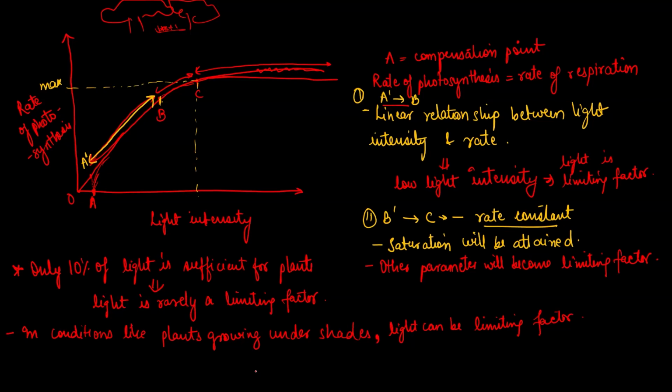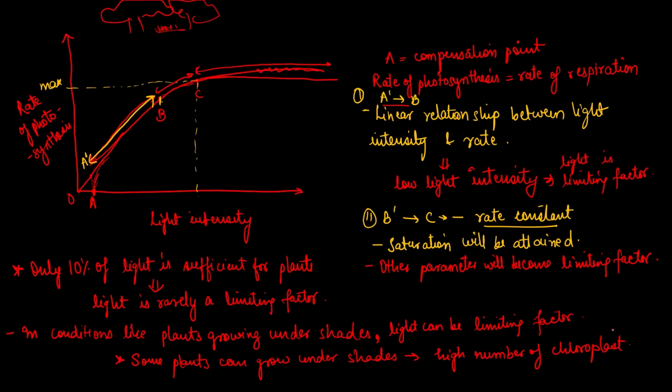Okay. Secondly, we have seen that some plants, such as indoor plants, do not require much light. So what happens in those plants? For example, some plants can grow under shades, right? These plants have a high number of chloroplasts, so even a small amount of light intensity they can utilize for conversion into energy and ultimately glucose. So those plants that grow under shades have a high number of chloroplasts. In most cases, light is not a limiting factor, except where the plant is growing under shades. So this is about light, and we have seen how light affects the rate of photosynthesis.